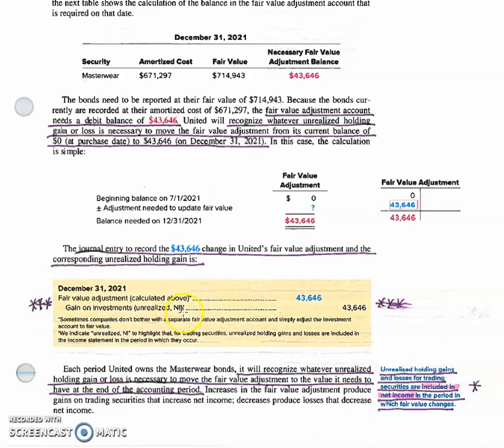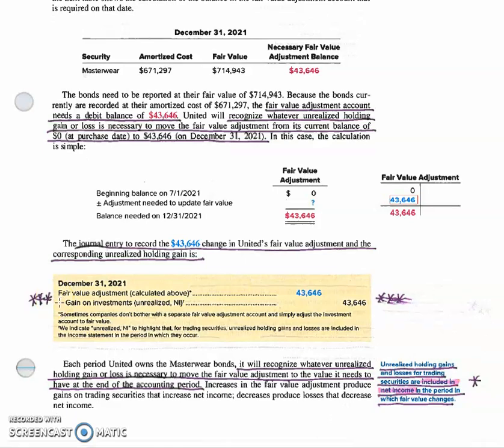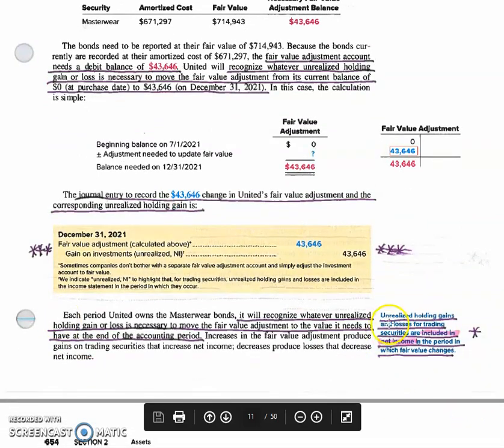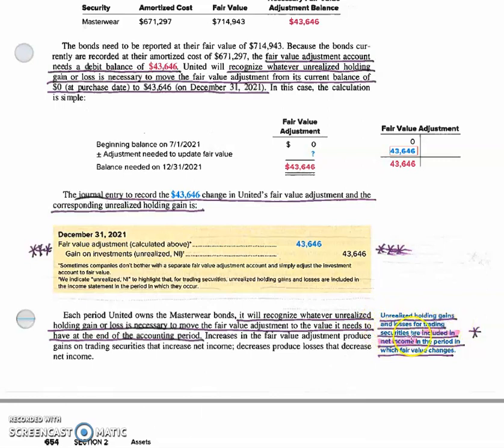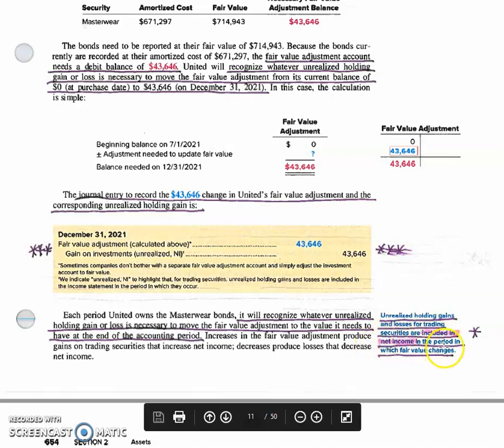Okay. Now, in case you're wondering, why don't we just debit the investment rather than the fair value adjustment? Well, there is still a desire to keep track of the original cost of the investment. So ultimately, we can see were we profitable or unprofitable on that investment. So rather than debit or credit the investment, we use the fair value adjustment account. Okay, and again, unrealized means we haven't sold them. Holding gains or losses for trading securities are included in net income in the period in which the value change occurs.